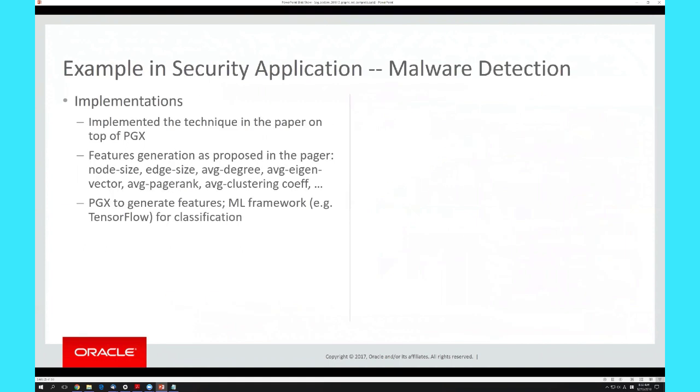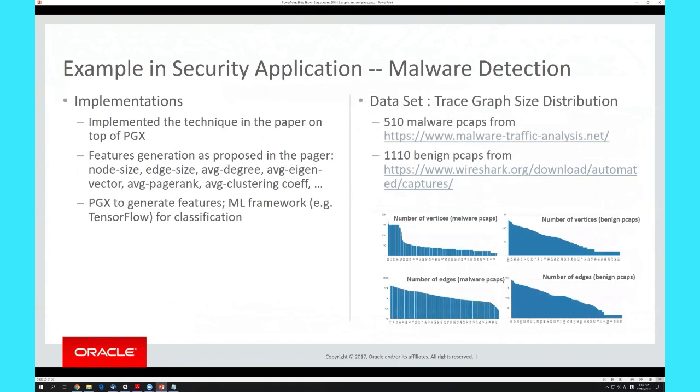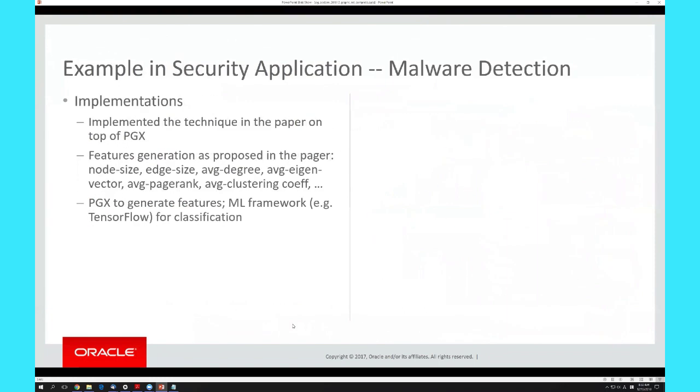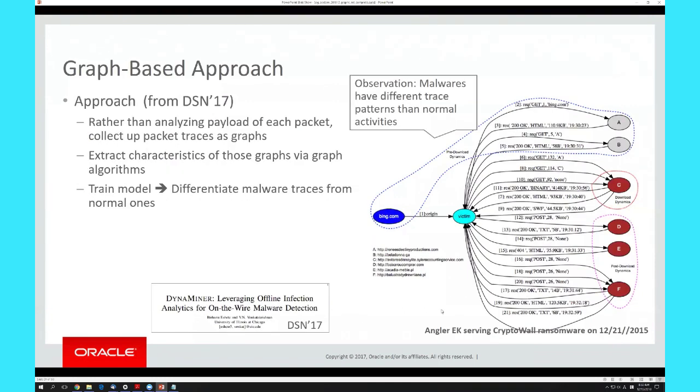So in this approach, they apply this technique. How do you characterize this kind of graph? What they proposed in the paper was an algorithm-based approach. Let's compute some graph algorithms on this graph, extract some numbers, and then use these numbers as a signal to characterize this graph.